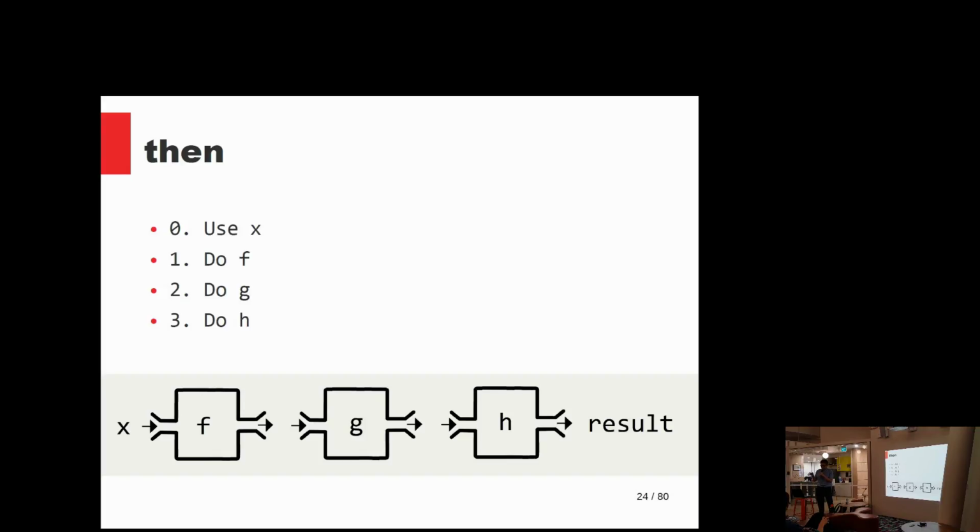And by hacking around with some Python syntax, I'm able to achieve this. It will look something like this. Something like this would be valid Python code. First, step 1, you do f, step 2, you do g, step 3, you do h.